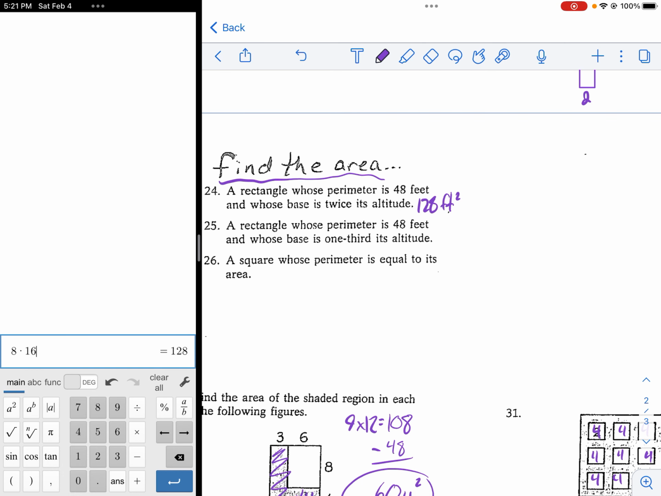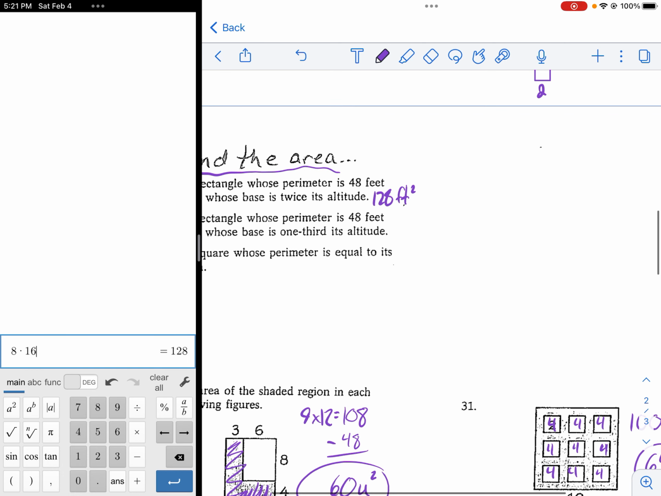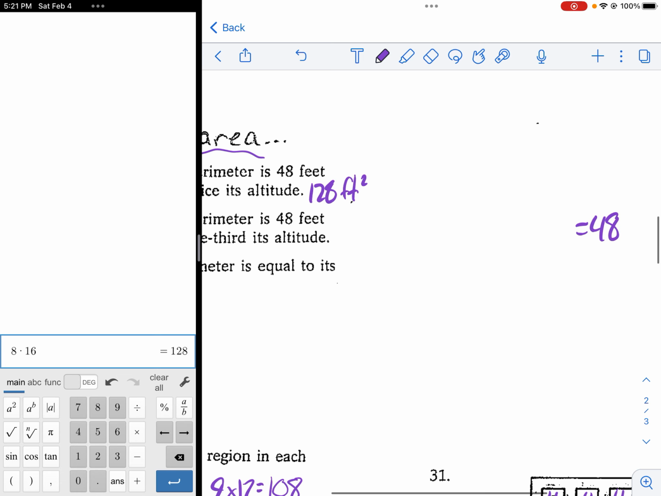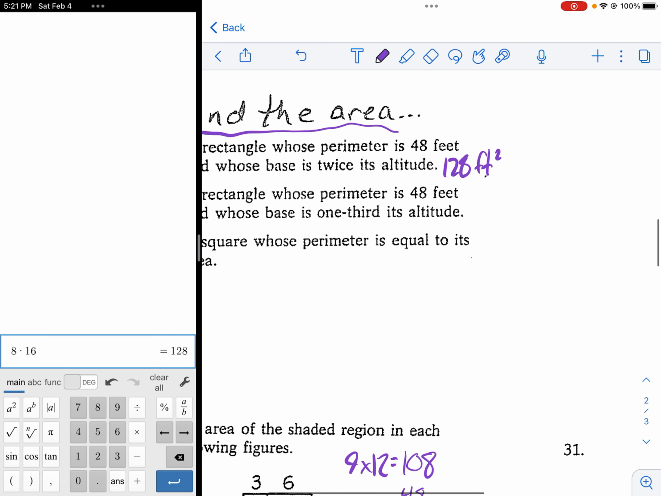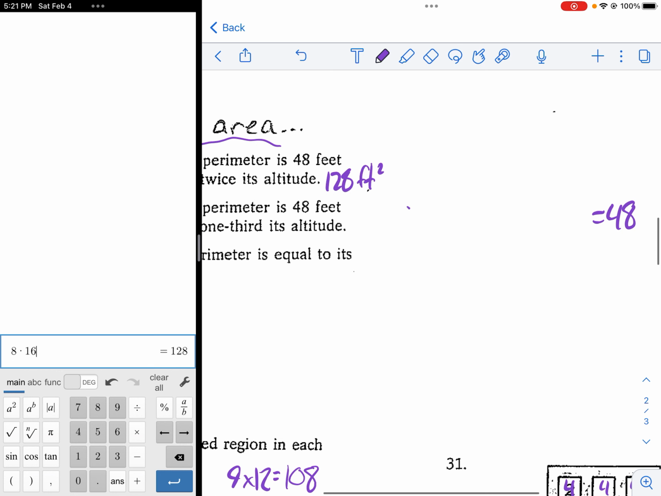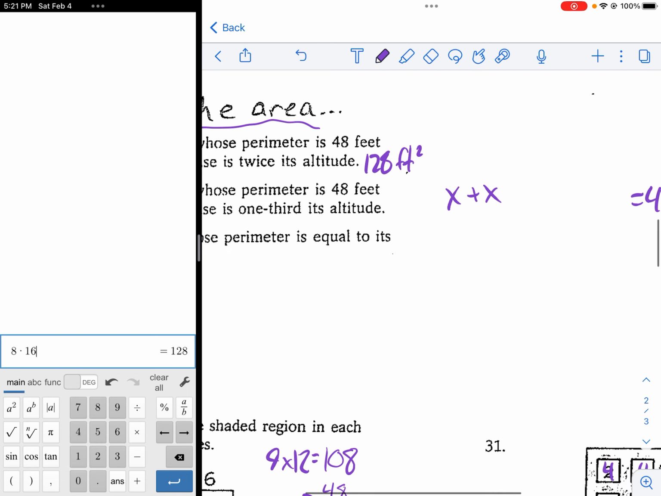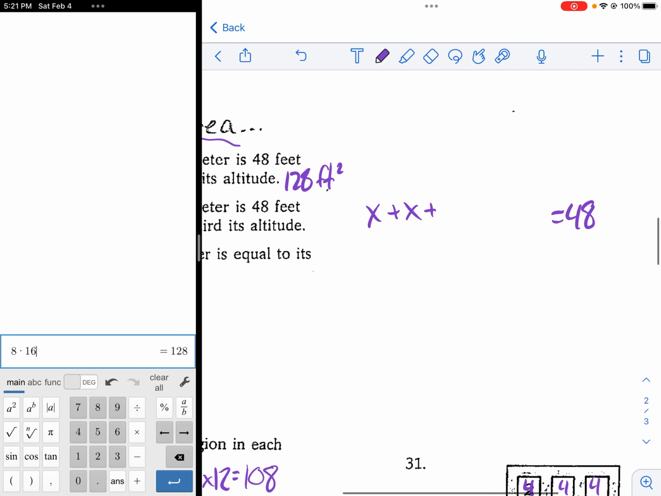Perimeter is 48 feet, base is 1/3 its altitude. So same thing, I got 48 on the right side of the equation. And I got the base is 1/3 its altitude. So if its altitude is x, we got 2 altitudes, right, in a rectangle. The base is 1/3 of that. So 1/3 x plus 1/3 x.